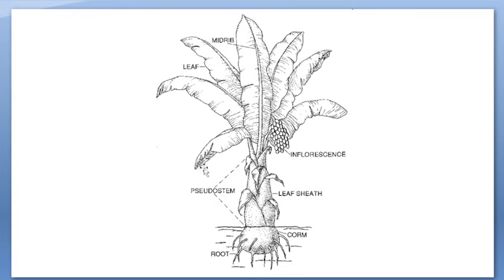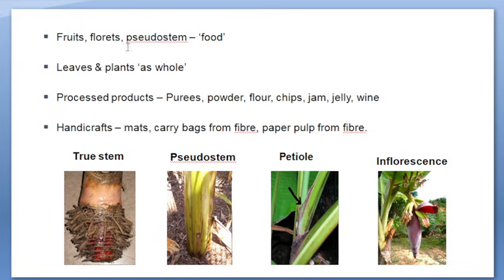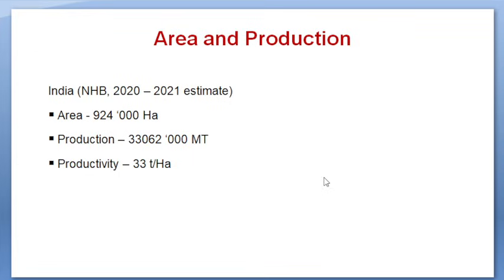So this is the banana plant. It has a pseudostem, which can also be used as a food. After harvesting the banana bunches, we can cut open the pseudostem, pour some water, tie it, and the next day we can drink that water. That is very good for diabetic patients. Even handicrafts we can prepare out of this. So this is the pseudostem, and the true stem is this one, inside. And this is the petiole and inflorescence of banana.